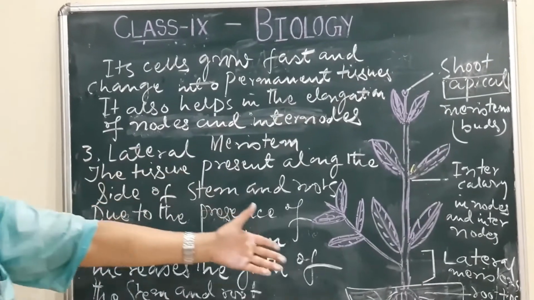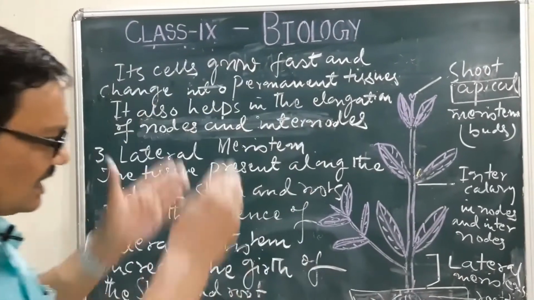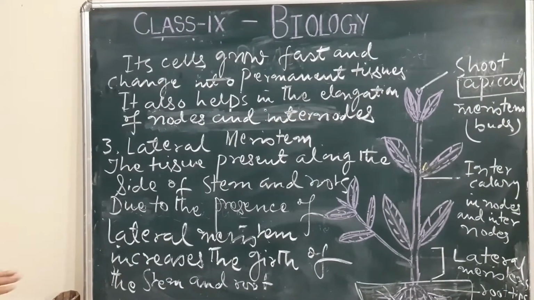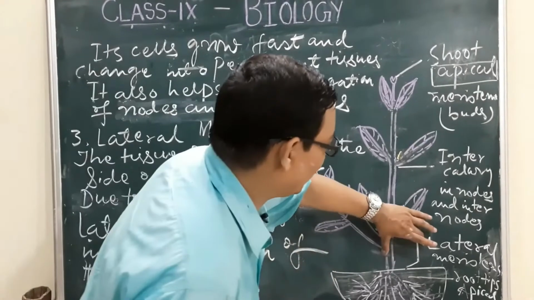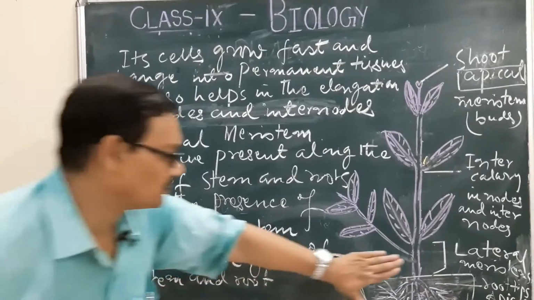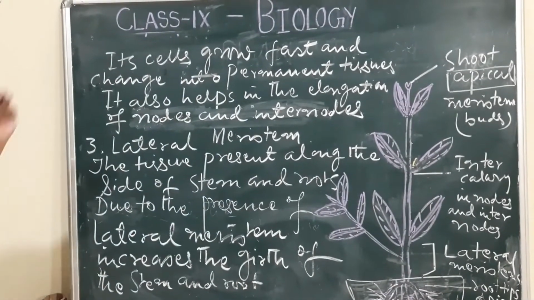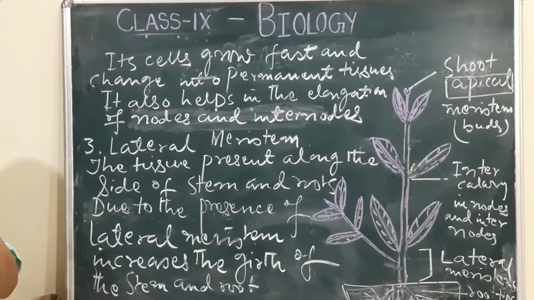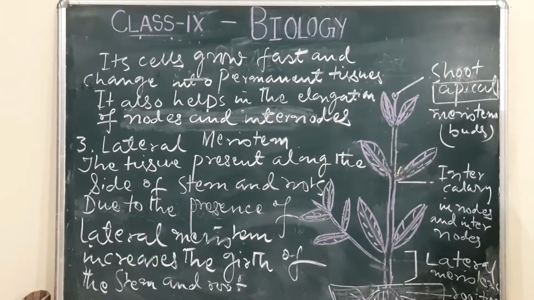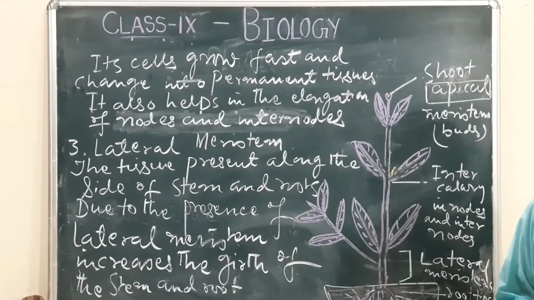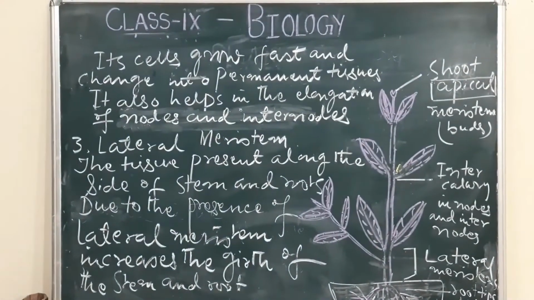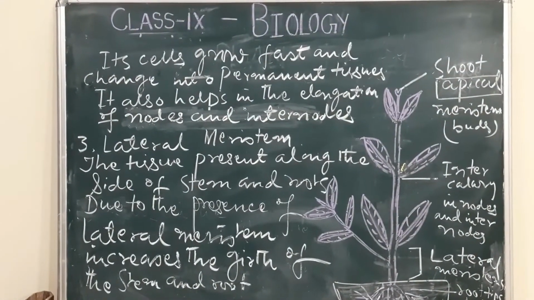The third category is the lateral meristem, which is present on the sides of the stem as well as the root, and that is why it increases the girth of the stem and the girth of the roots, the diameter of the stem and root. So, this is the short description of the three different types of meristem depending on the regions where they are present, or the origin. Depending on the origin, it is mainly of three types which you have seen here.